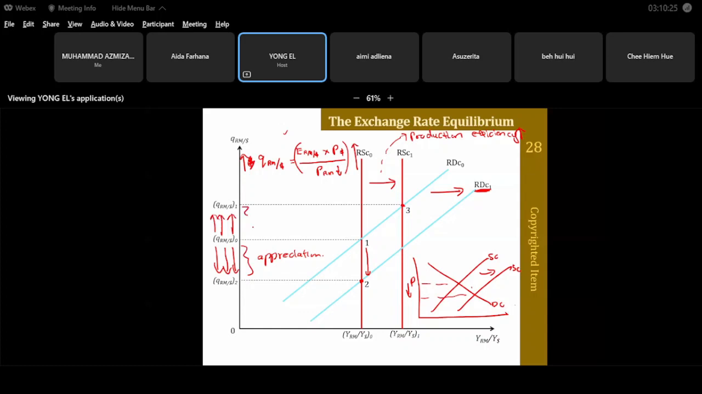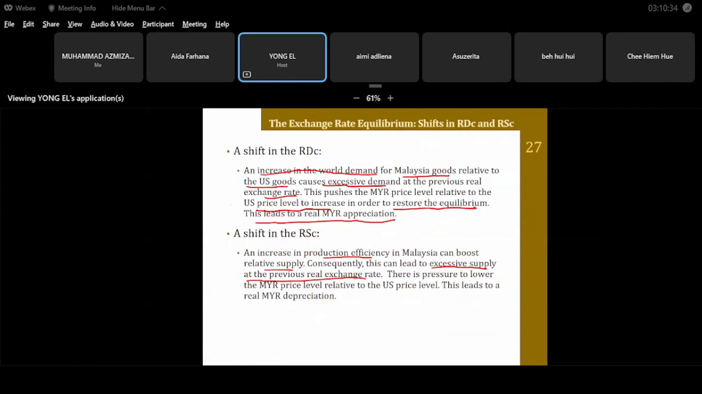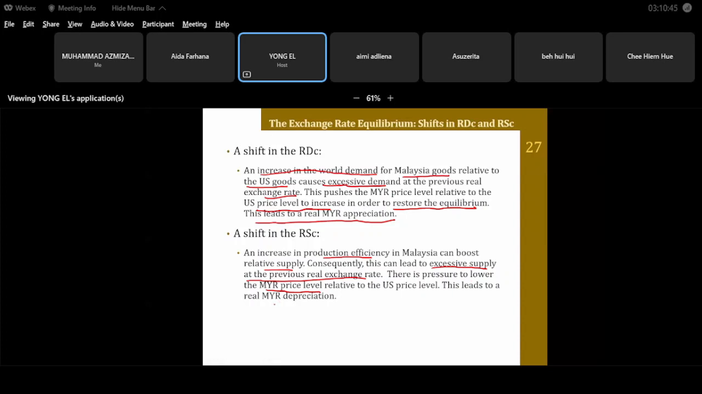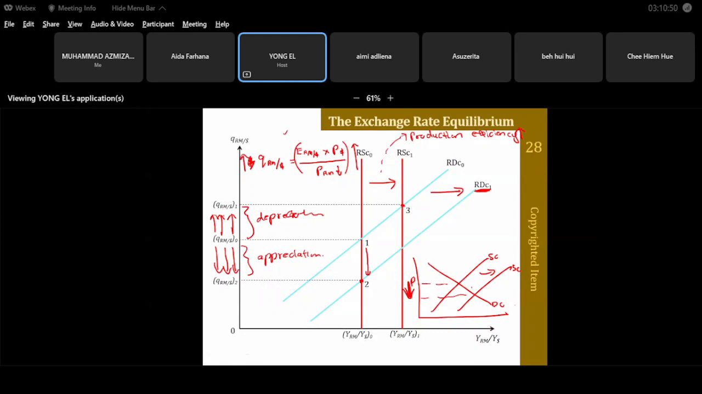Okay, so this part is called depreciation. Right here, there's pressure to lower the Malaysian price level. As I explained to you just now, the price decreases right here. This leads to Malaysian ringgit depreciation. This is the explanation. The increase in the real exchange rate here is the depreciation. Okay, this is how the shift in the relative supply and demand curve will lead to appreciation or depreciation of the Malaysian ringgit against the US dollar.